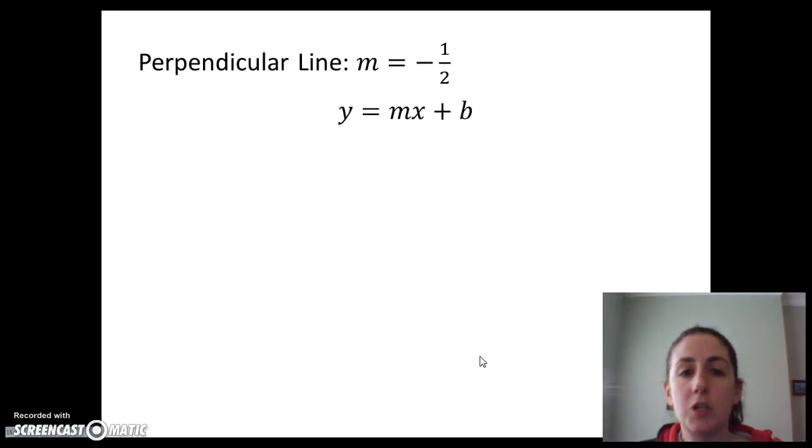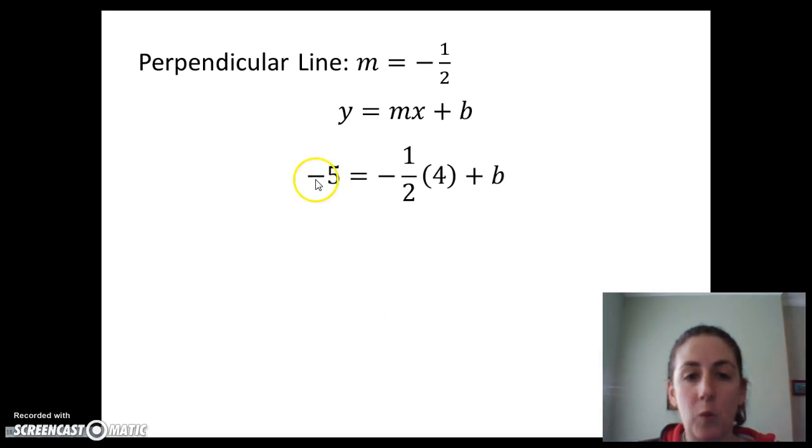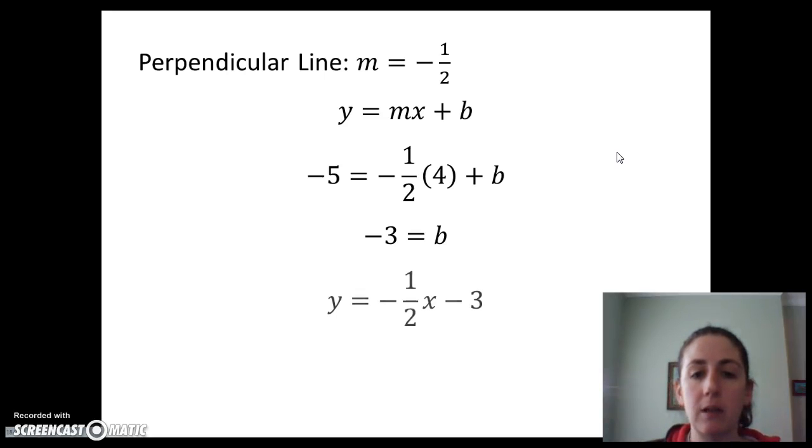Now for the perpendicular line. The perpendicular line is going to have the opposite, so it's going to be negative, reciprocal, so 1/2 slope. So the slope is -1/2. Still going through the ordered pair (4, -5). So y equals mx plus b, we'll plug in -5 for y, -1/2 for m, and 4 for x, and solve for b. And when we do, we get -3 is your b. So now we can plug that into the equation, and the perpendicular line is y equals -1/2 x minus 3.